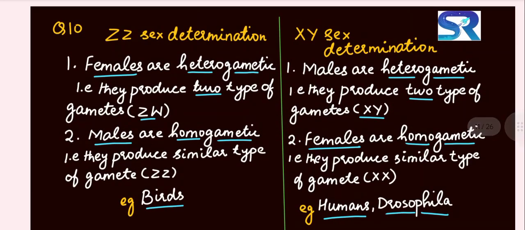First point, male is heterogamete. They produce two types of gamete, X and Y. Second, female are homogamete. They produce similar type of gamete, XX. Example, human, Drosophila.